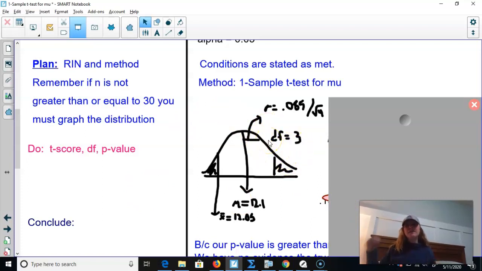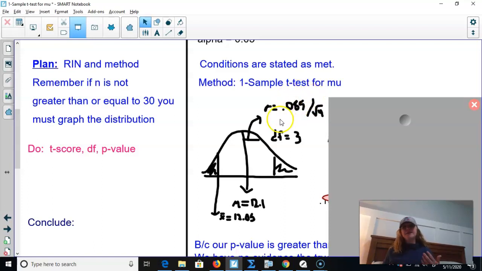Degrees of freedom is your sample size minus 1, and our sample size is 4, so 4 minus 1 is 3. Our standard deviation, I'm not going to take the time right now because I know you guys are crammed for time with AP tests right now. You go to your formula sheet. If you watch my videos, you know my favorite page and how to get there.